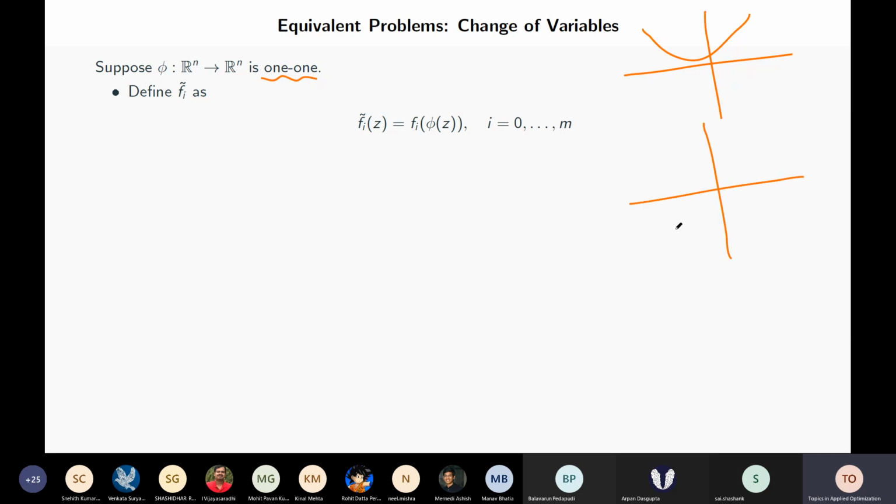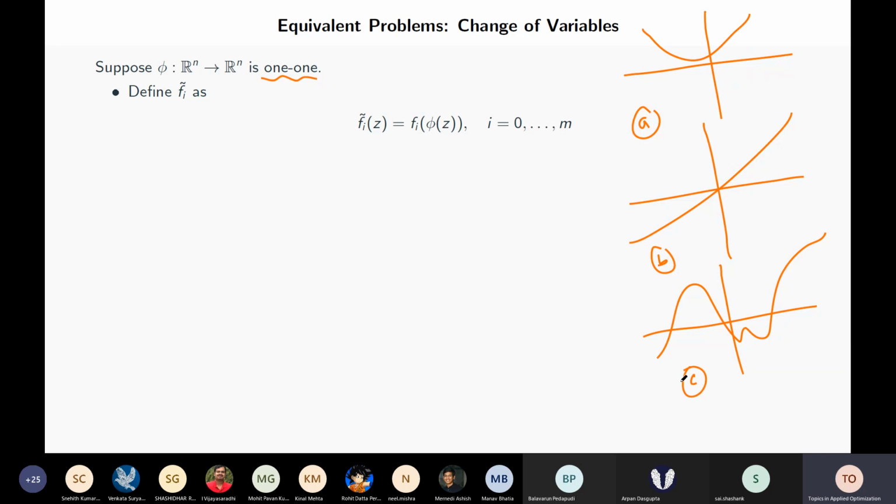I do a quick check of 1, 1 functions. Which of these is 1, 1? Can you tell me? The B is 1, 1. Yeah, B. So only B is 1, 1.